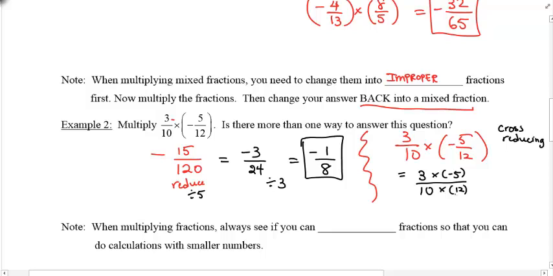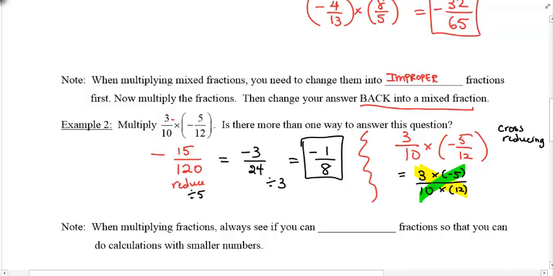Now, where does this cross-reducing thing come into play? Well, really I can order things differently with multiplication. In this case, 3 times negative 5 is the same thing as negative 5 times 3. So really I could reorder the fractions and it looks like this. The 3 and the 12 go together, and the negative 5 and the 10 go together.